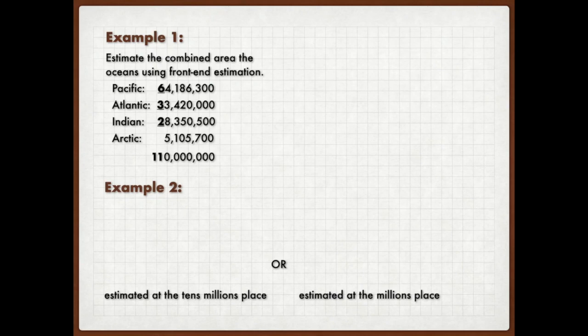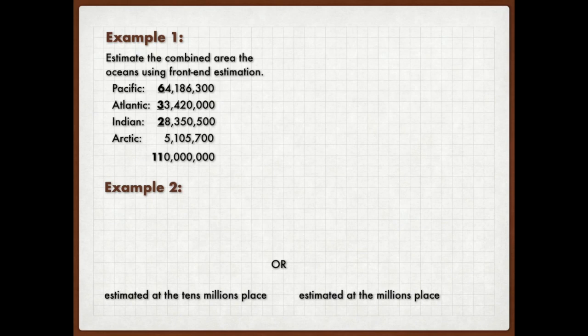You can see in example 1, for front-end estimation, I am not rounding. How do I know I'm not rounding? Let's take a look at the Pacific Ocean. If I look at the 6, 4 is under 5, it would make it 60. Atlantic, 3 is under 5, then make it 30. But look at the Indian Ocean. The 8 is higher than 5. That should turn it to a 3. But we are not rounding here.